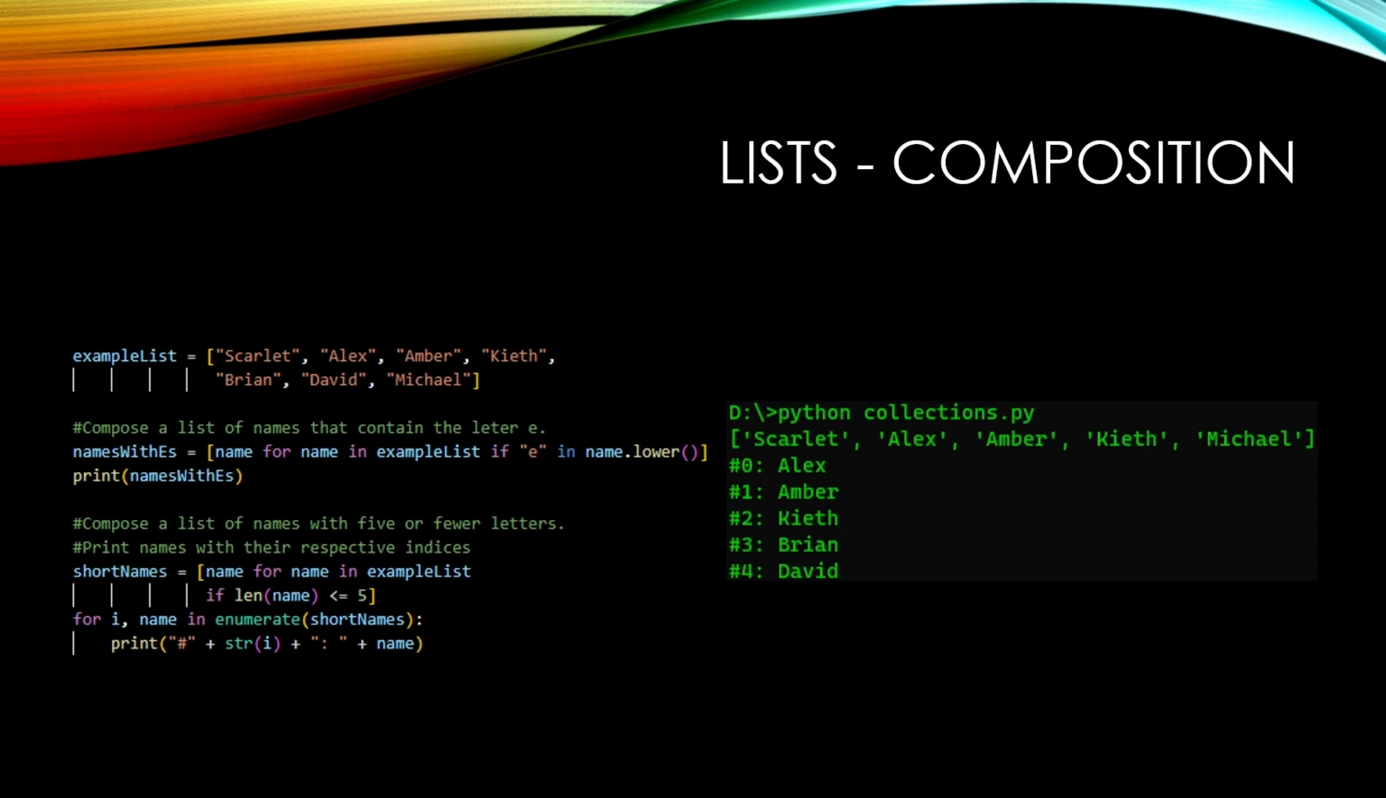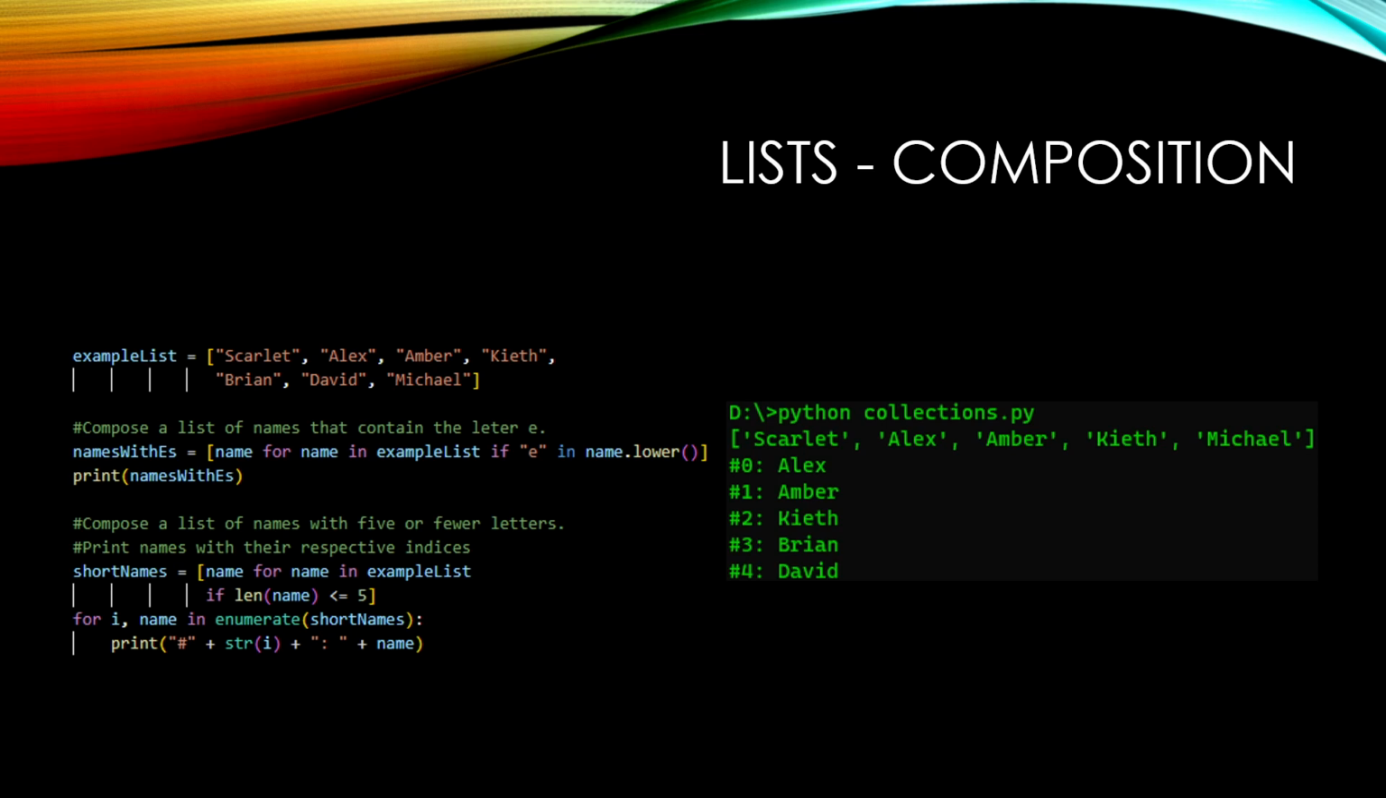So then, of course, we print our names with e's, and that gives us Scarlett, Alex, Amber, Keith, and Michael. We've lost Brian and David. Now, let's do another list. We'll call it short names. So here is our list comprehension. You can see we can have things on multiple lines here.